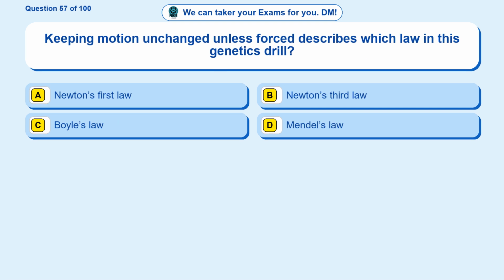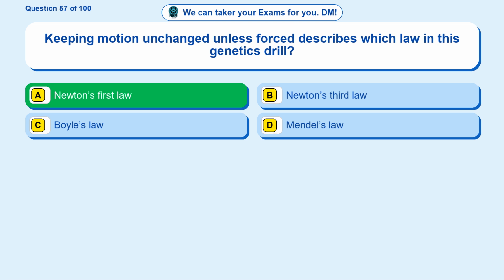Question 57. Keeping motion unchanged unless force describes which law in this genetics drill? Option A, Newton's first law. Option B, Newton's third law. Option C, Boyle's law. Option D, Mendel's law. The correct answer is option A.